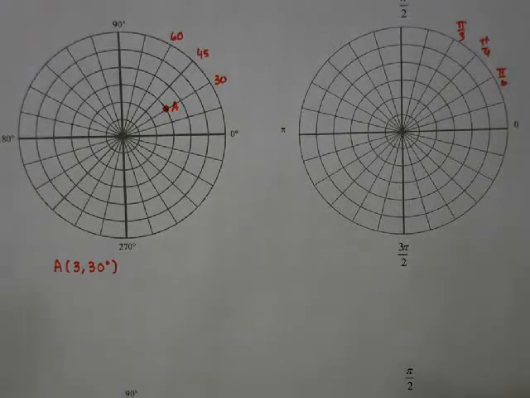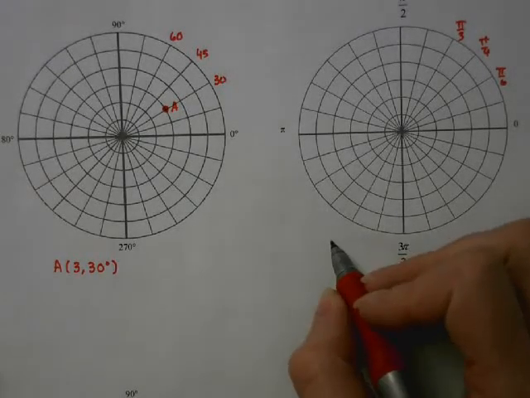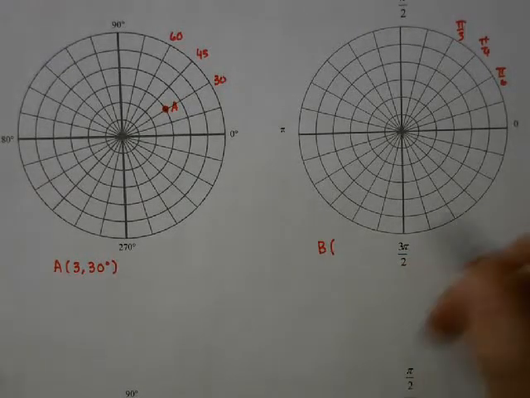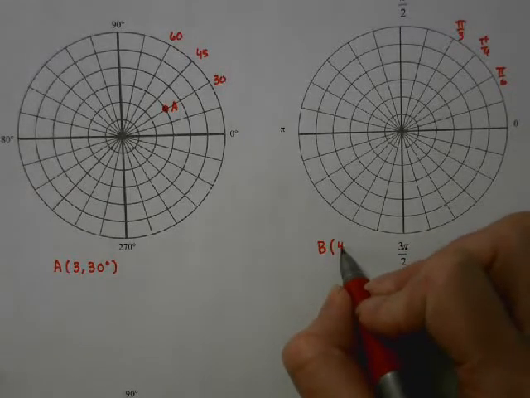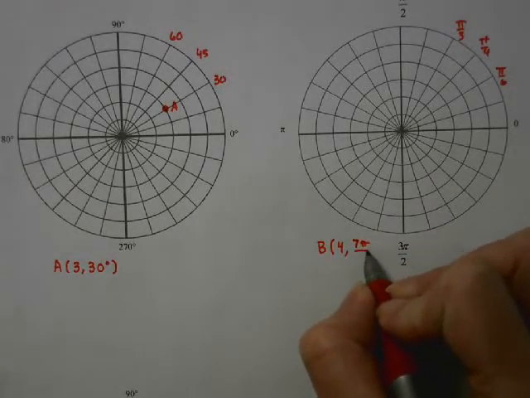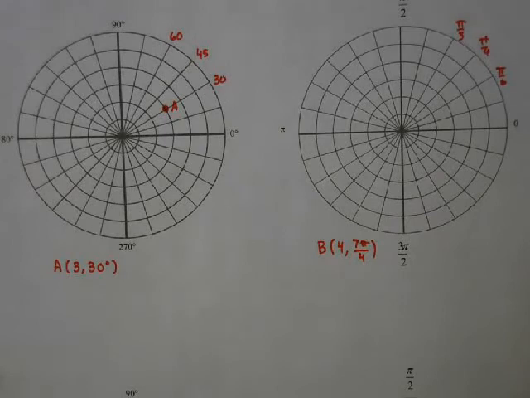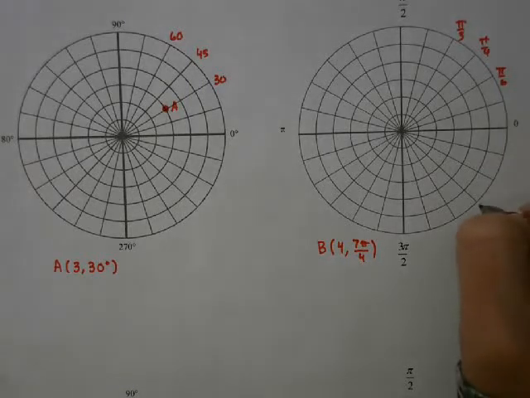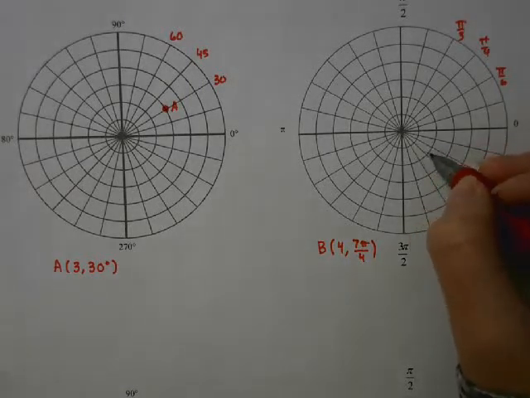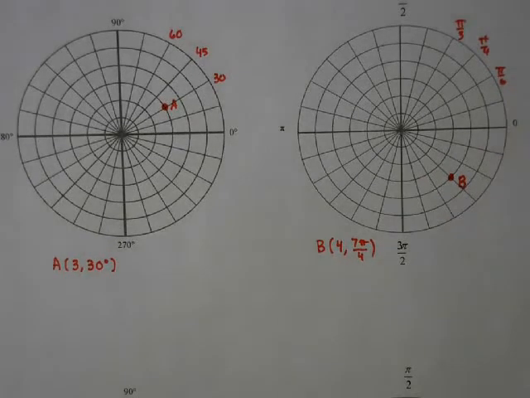Let's do another one in radians. So I'm going to do (4, 7 pi over 4). Okay, well 7 pi over 4 is down here, and you might want a unit circle handy when you do this. And then we're going out 1, 2, 3, 4. We'll call that guy B.